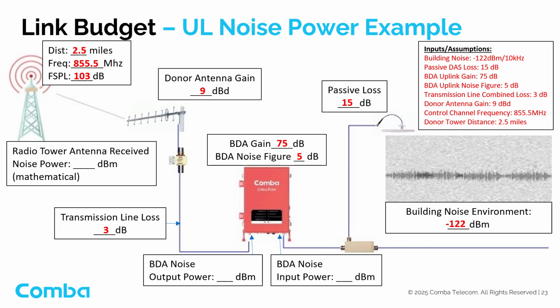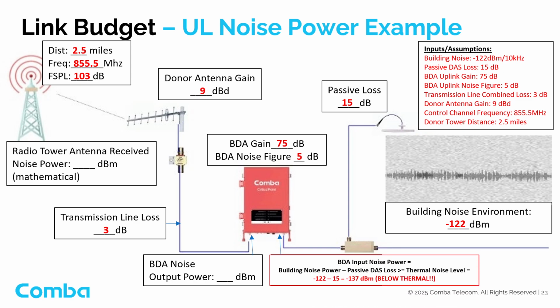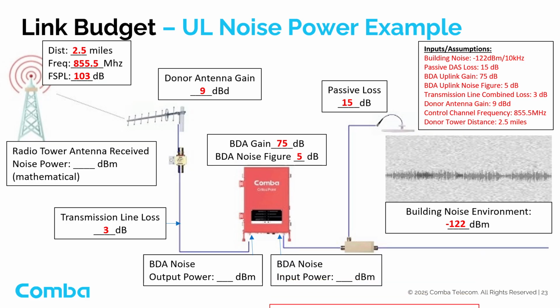Next, we can calculate the BDA input noise power. The BDA input noise power is equal to the building noise power minus the passive DAS loss, which gives us negative 122 dBm minus 15 dB equals negative 137 dBm. The thermal noise level for a 10 kHz wide bandwidth is negative 134 dBm. Since our calculated value of negative 137 dBm is below the thermal level, we will use the thermal noise level as our BDA input noise power level. This will not always be the case if we have a high building noise level.